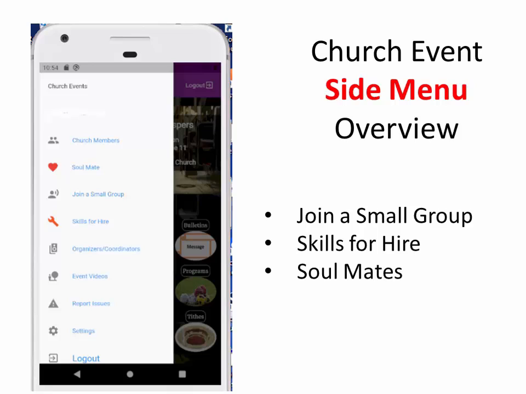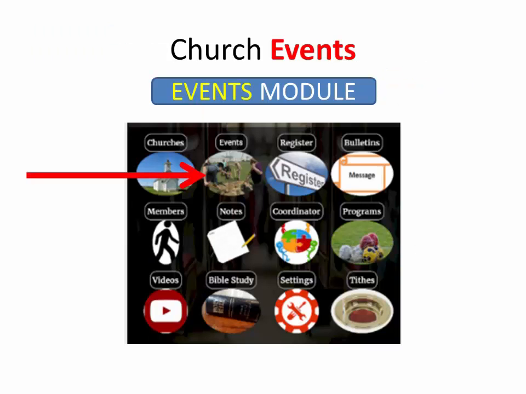When you click on it, other menus will pop up, and so we have other menus such as join a small group, skills for hire, or soulmate. You'll hear more about those features at the end of the video, but this is just to let you know that's where you have other menus. And so we're going to be looking at events itself.